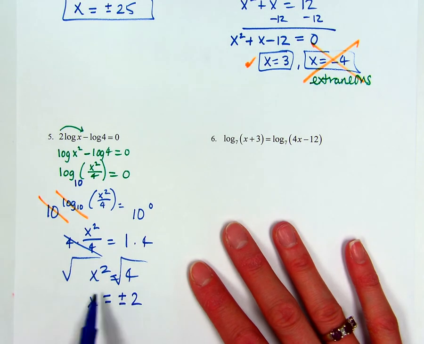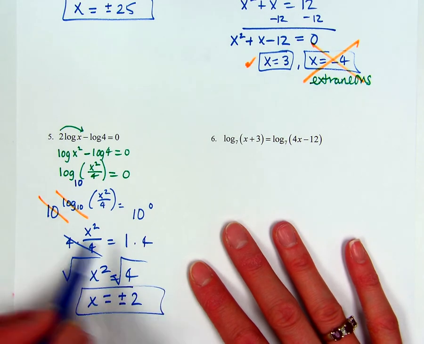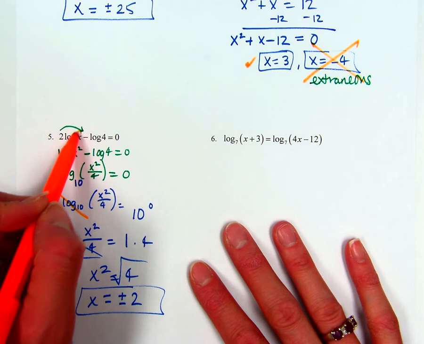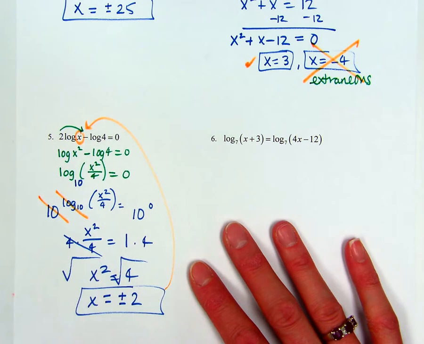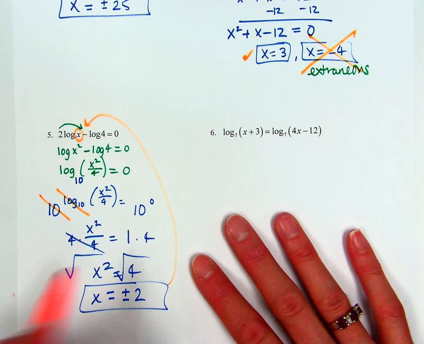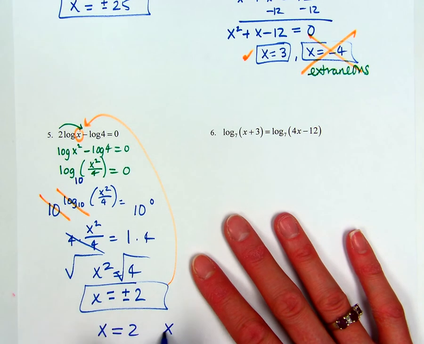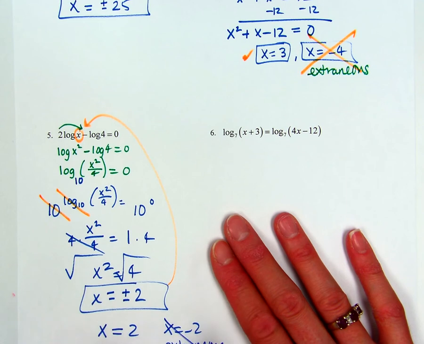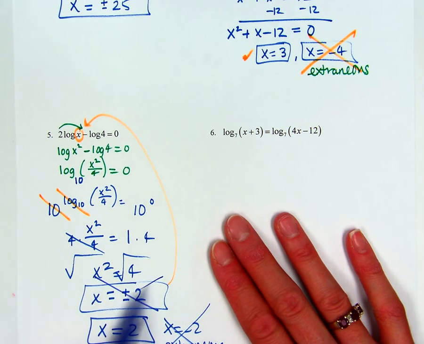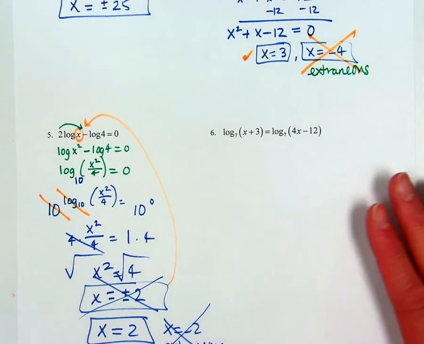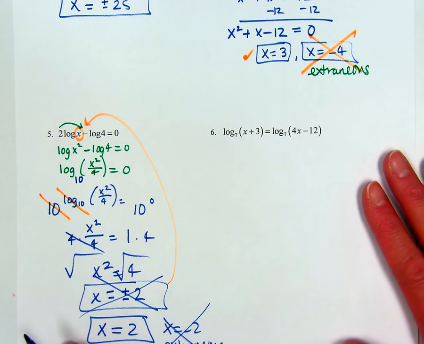But now we should just go back and check. If I were to put the number 2 into my original problem, 2 is okay, but negative 2 is not. So really, negative 2 is extraneous. So this solution doesn't work. This is the only solution. So it's not plus or minus 2. It's only positive 2. All right, last problem.